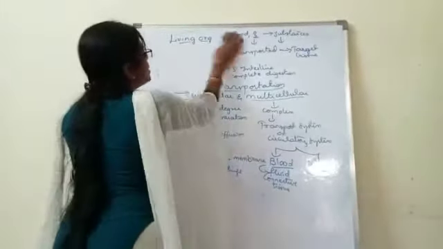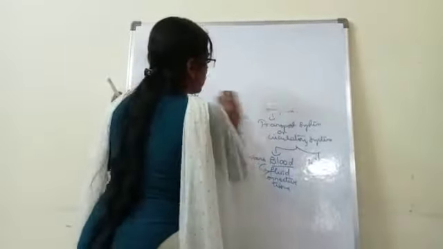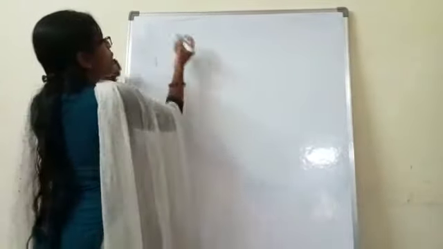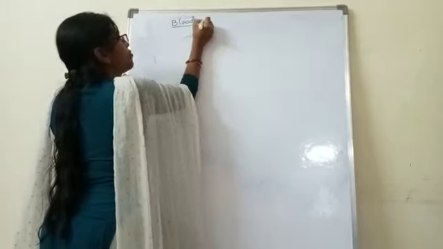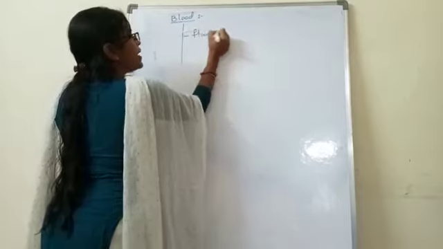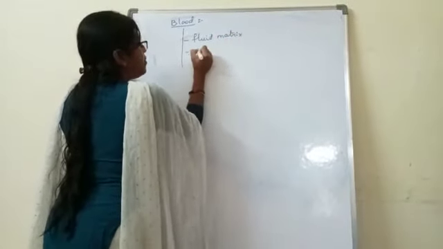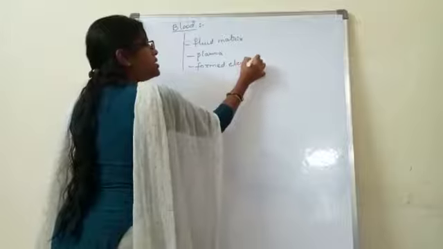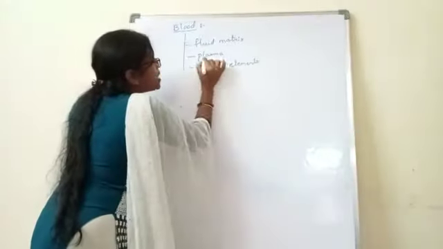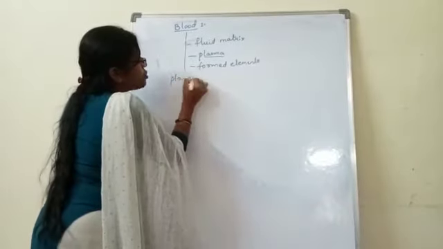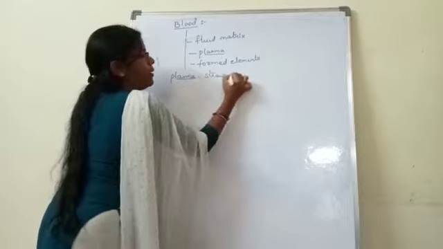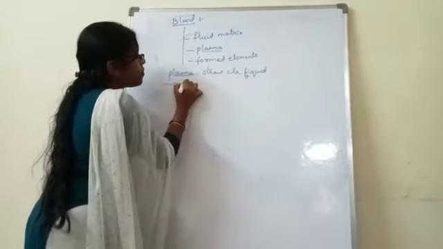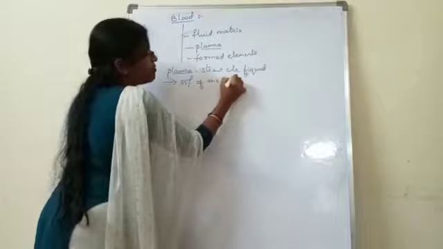Now, in the composition of blood, it generally contains a fluid matrix, plasma, and some formed elements. Let us discuss plasma. What is plasma? Plasma is a straw colored liquid, and it makes up 55% of the blood.